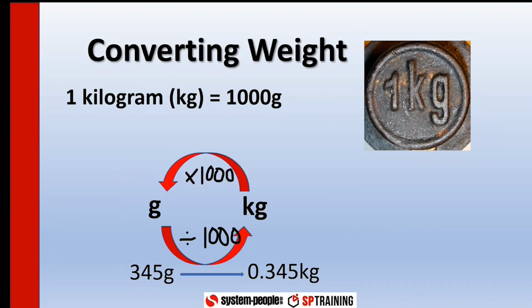And inversely, when we're going from kilograms into grams, if I've got 2.45 kilograms, I'll multiply that by 1,000 and I will end up with 2,450 grams. So that is weight.